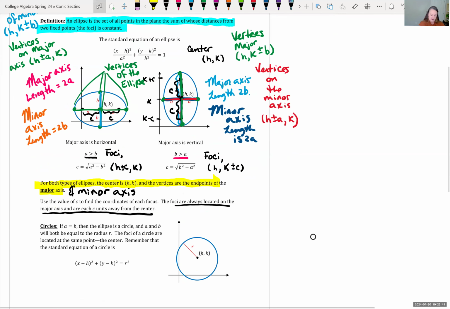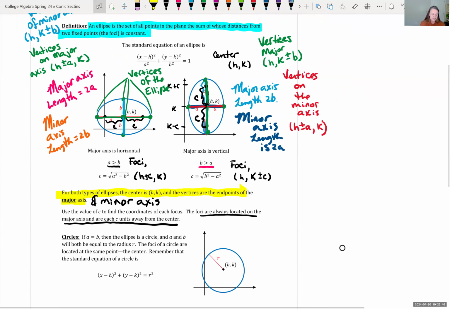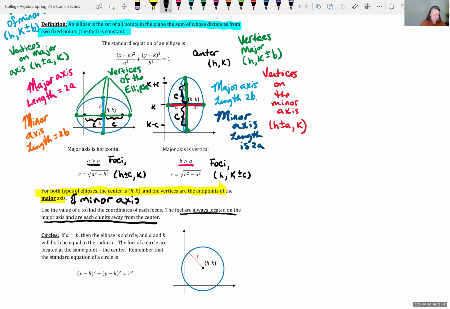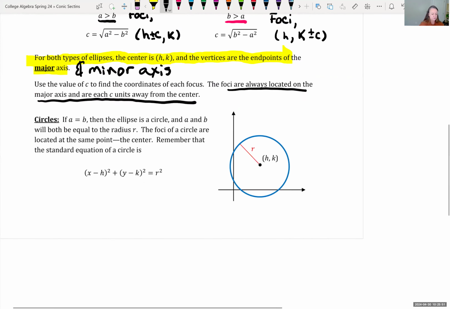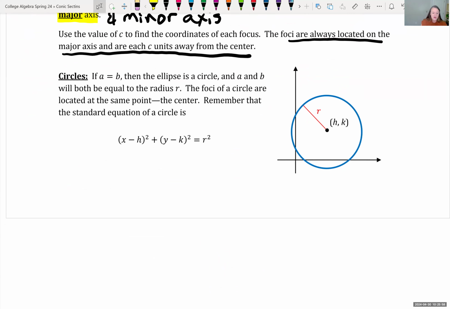So recall, we had a circle before, and when it was in the standard form, x minus h quantity squared plus y minus k quantity squared equals r squared. So technically, when we're looking at these conic sections, it might not be in standard form, and we should be able to identify by looking at the equation, is this going to be a circle? Is this going to be an ellipse? Is this going to be a hyperbola or a parabola?